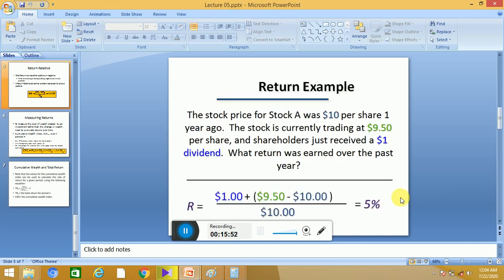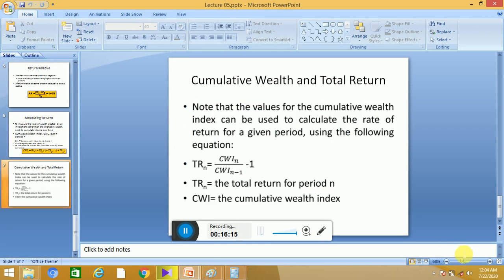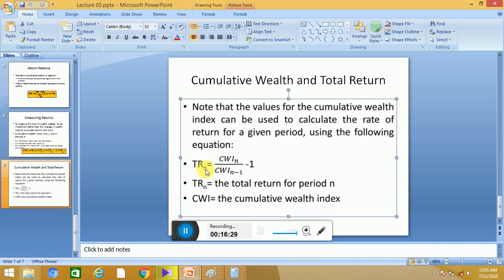Keep in mind one thing, this formula was used to calculate the return for only one period. But now this new formula, if you have information about cumulative wealth, you can use this formula to calculate the return for n periods of time.